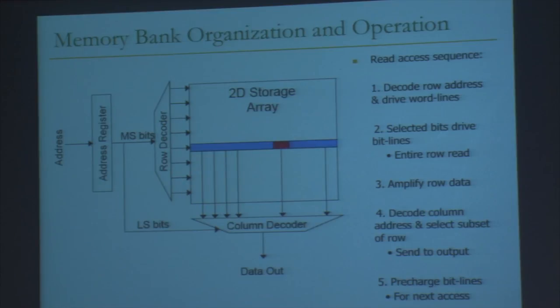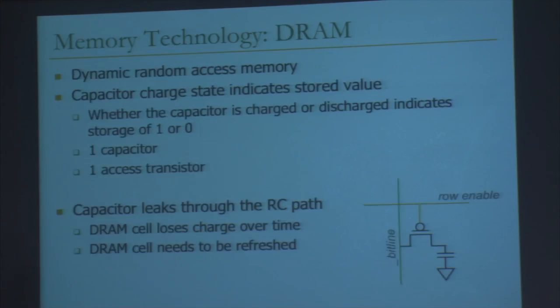And eventually, if you would like to access another row, you need to precharge the array, precharge the bit lines to a known value so that you can enable the next access. Make sense? For example, in DRAM, once you enable this row, the cell gets connected to the bit line, and it changes the bit line value.